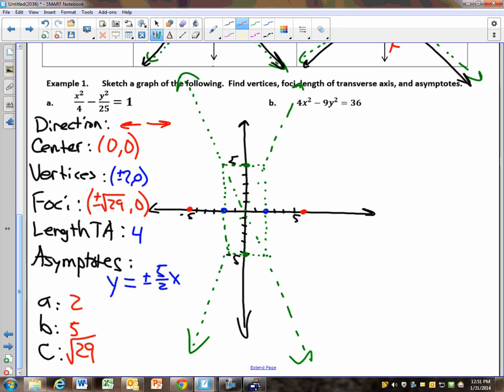So, okay. What haven't I done yet? I haven't drawn the graph. This is the best part. Start at the vertex. Follow my asymptotes. It's pretty cool. Very wide hyperbola. It's okay.